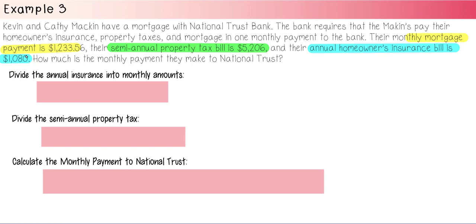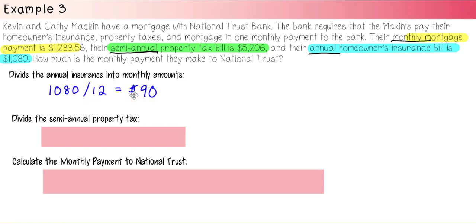So one thing to note is that the mortgage states it is monthly. The tax is semi-annual and the homeowner's insurance is annual. So we need to put them all into the same unit of measure. So they want to know what the monthly payment is. So we want to turn the tax and the homeowner's insurance into monthly amounts. So to figure out the monthly amount for insurance, since that's an annual amount, we would take that $1,080 and divide it by 12. And that would be $90 a month.